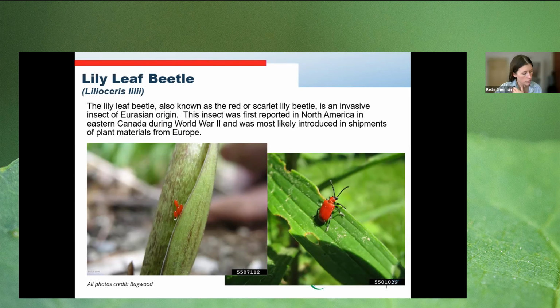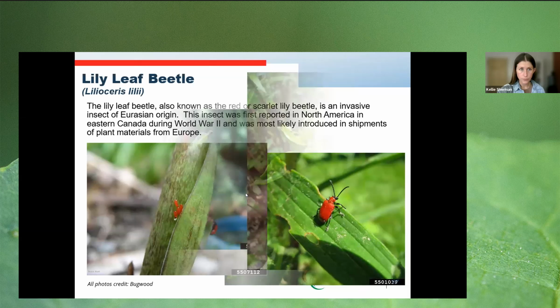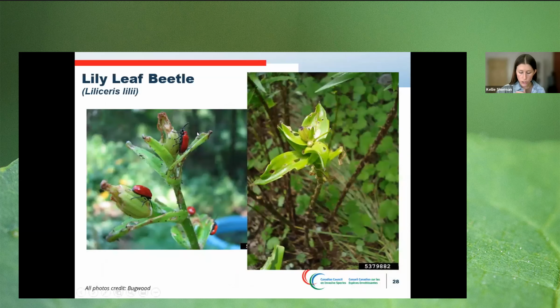So it is in all provinces except may not yet be in BC, and I don't believe it's in the territory, so mostly southern parts of Canada. And really the significant damage can be caused to ornamental species like true lily species. So key features in terms of ID, the adults are bright red and approximately 1/4 inch long with black legs, head and antenna and undersides.